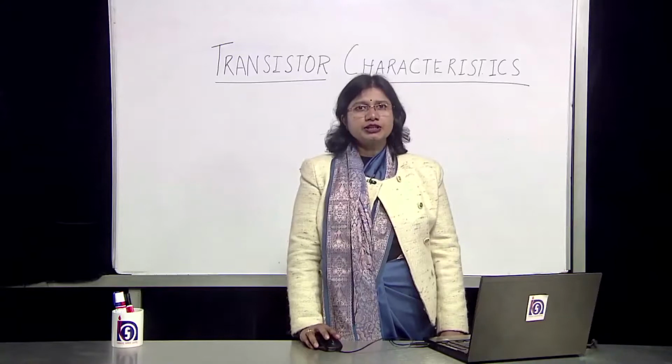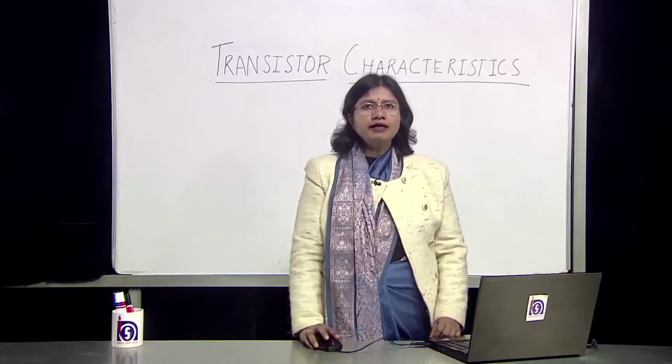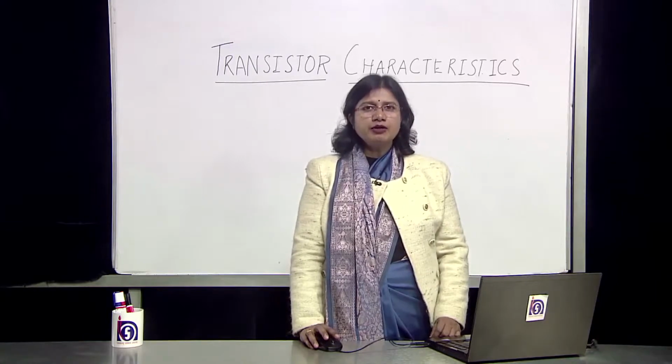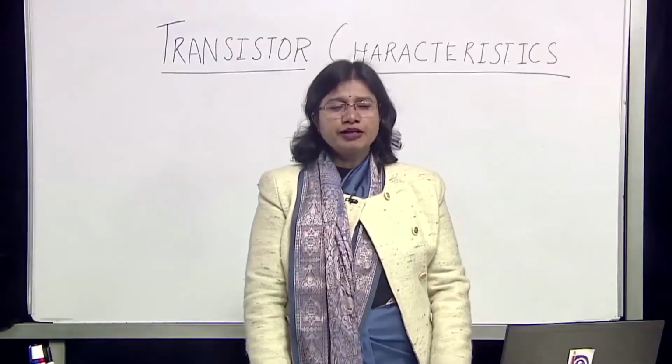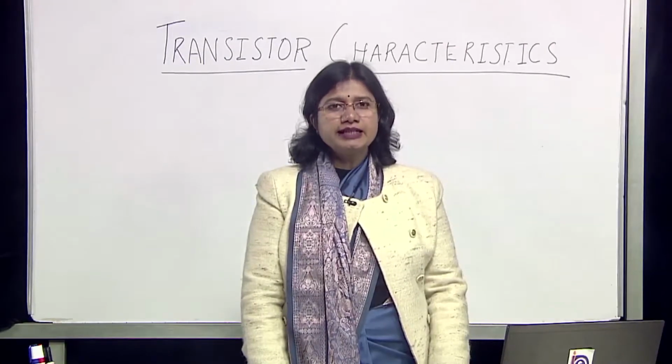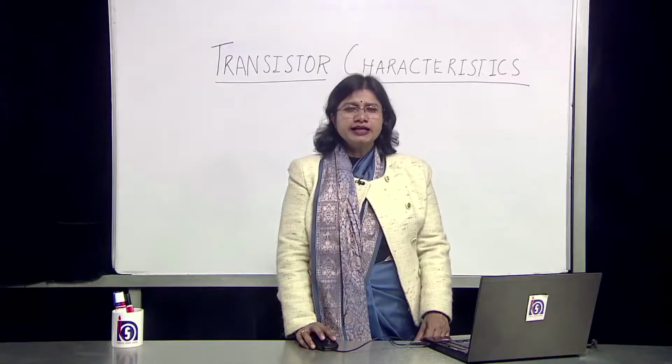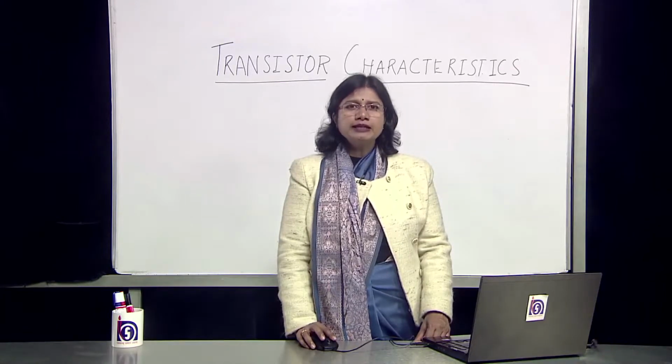Another set of configuration which we understand is the common collector configuration, which is not used very often. Let's have a look at common collector configuration. The third kind of configuration which we can have with the transistor is a common collector configuration. In this common collector configuration, the collector is kept common to both the input and the output circuit. This particular configuration is practically used for impedance matching. This is not a very common kind of configuration for other practical uses.